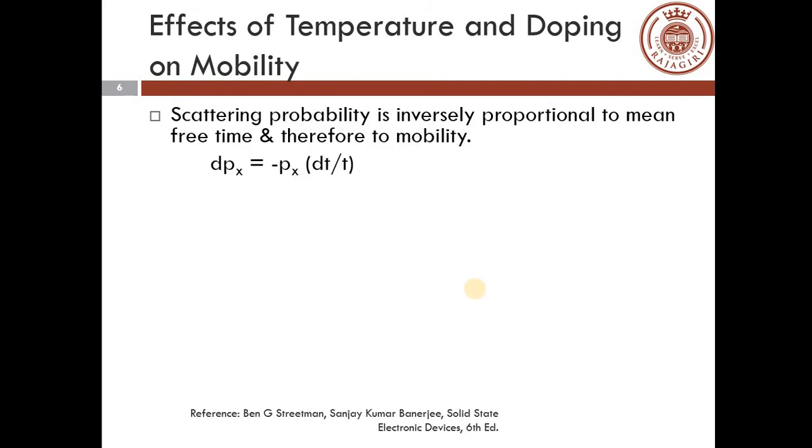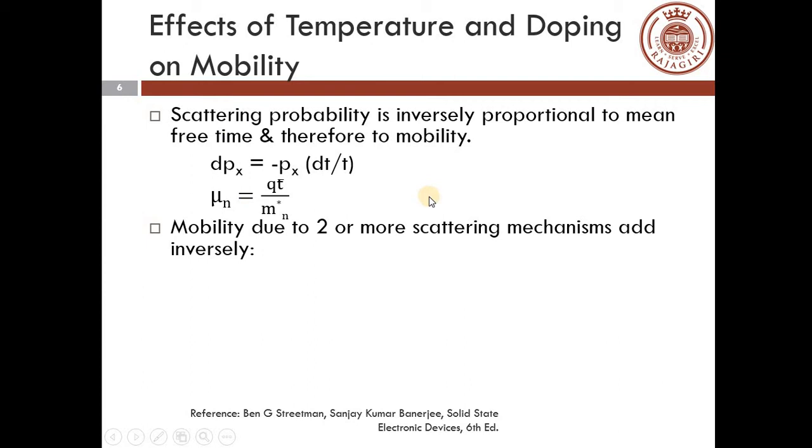In the previous session of Module 2, we learned that the scattering probability is inversely proportional to mean free time and therefore inversely proportional to mobility. The equation showing that relationship is given as dpx is equal to minus px into dt by t bar. This equation was explained in session 1 of module 2. And the equation for mobility, mu n is equal to q t bar by mn star.